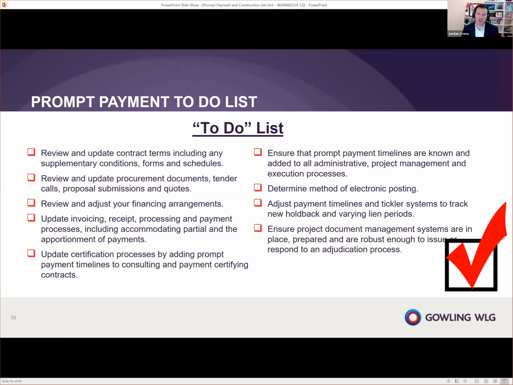timelines. And you're going to ensure that those timelines are known by everybody in the company, all your administrative, your project management, and really anyone who's part of the execution process, to make sure that they are all being followed and adhered to. Because if you're not getting the notices out in time, you may be required to pay for amounts you dispute. You're going to figure out a method of electronic posting and have a backup if BuildWorks isn't ready. You're going to adjust your payment timelines and tickler systems to deal with the new holdback and varying lien periods. And you're going to make sure that your project management systems are in place and you're prepared and ready to go for the new prompt payment legislation and the adjudication process thereof.